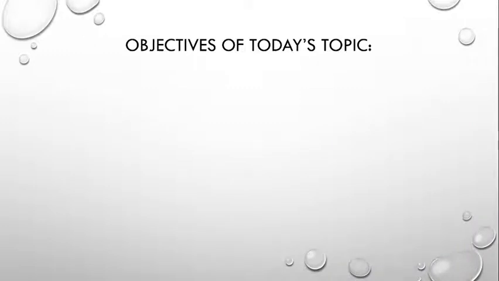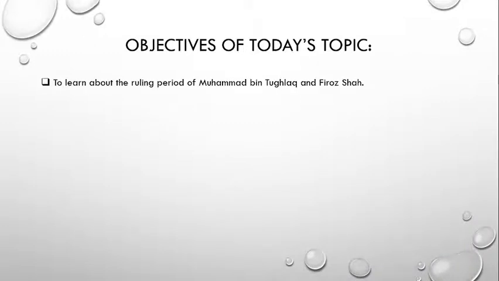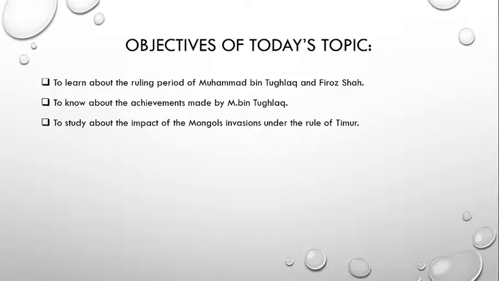Objectives of today's topic. Number 1. To learn about the ruling period of Muhammad bin Tughlaq and Firoz Shah. Number 2. To know about the achievements made by Muhammad bin Tughlaq. Number 3. To study about the impact of the Mongols' invasions under the rule of Timur.